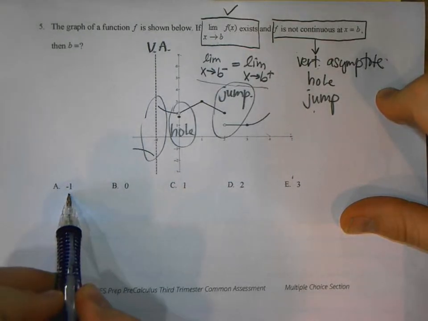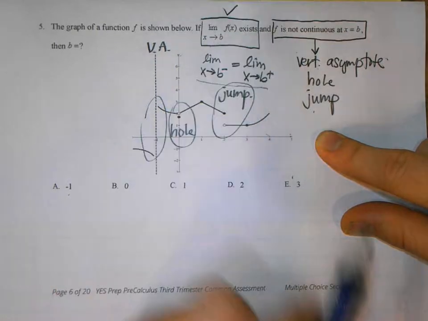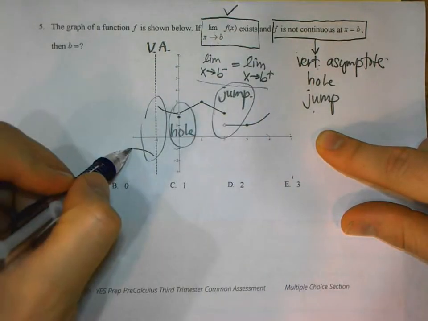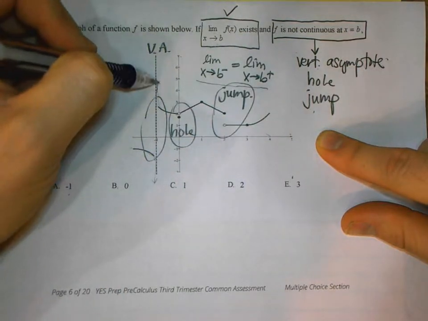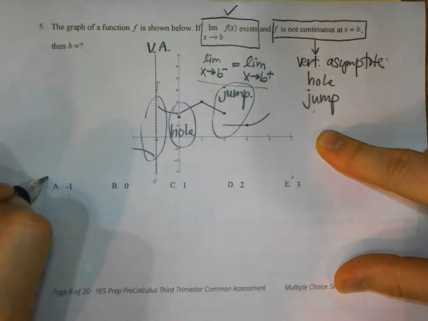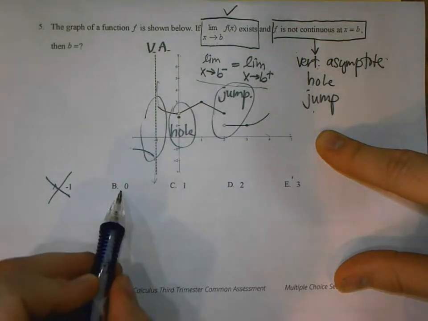Letter A, -1. When x is equal to -1, first condition, does the limit exist? Well, the limit from the left looks like it's going to -infinity. The limit from the right is going to +infinity. The limit does not exist. -1 is not my solution.